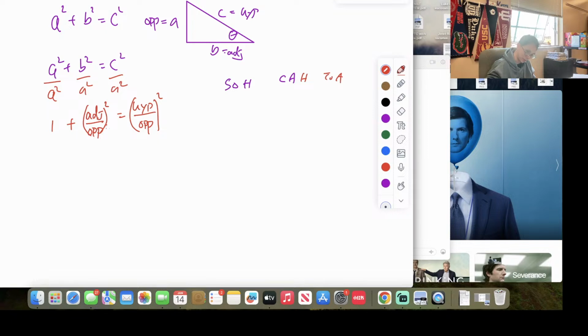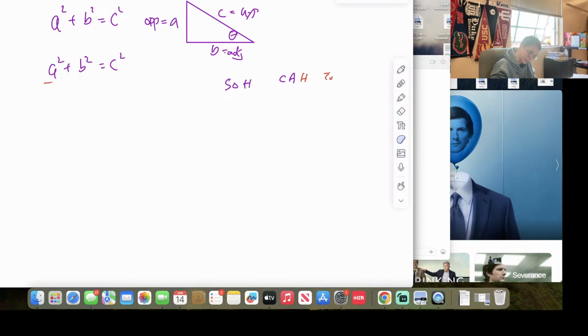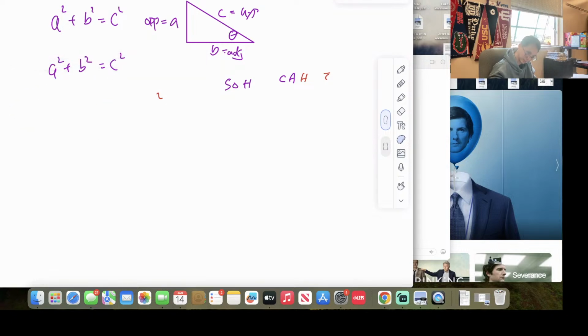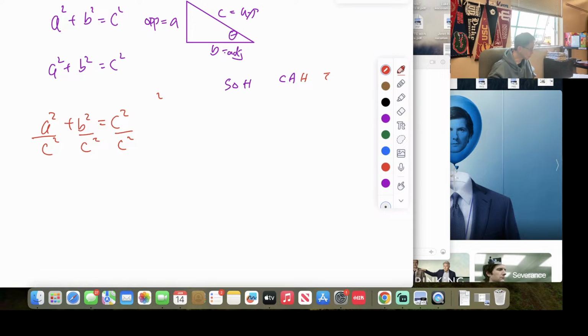Okay, so let's start with the easy one. I did forget that there's another easy one. It's a lot easier than this. So instead of a squared plus b squared equal to c squared, instead of dividing by a, I'm going to divide it by c squared. Is that okay? I'll divide by c squared.